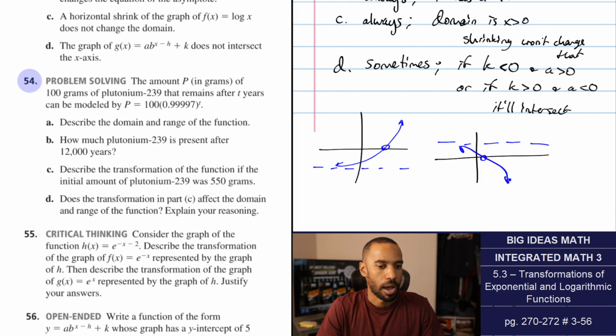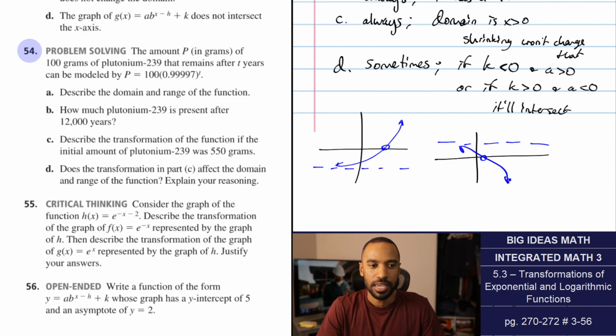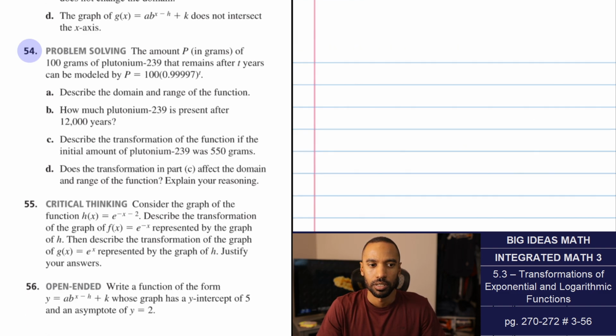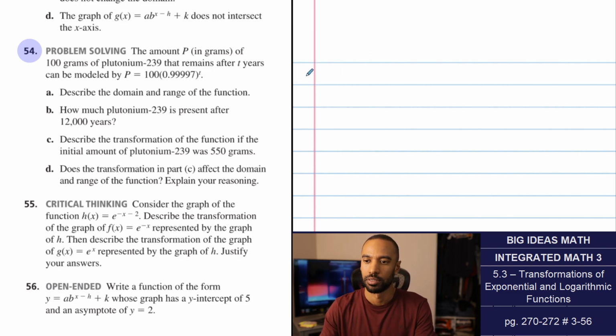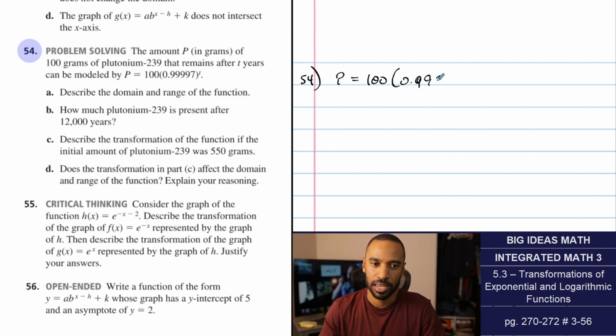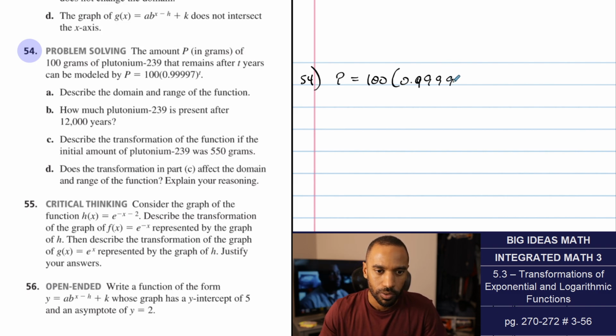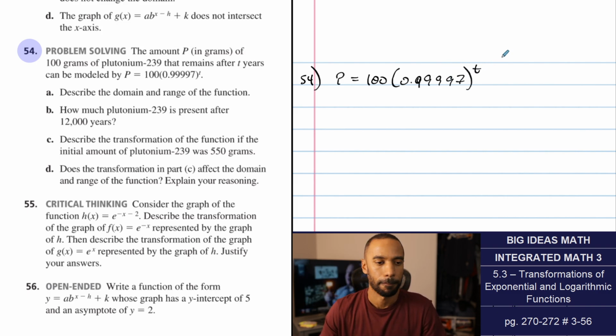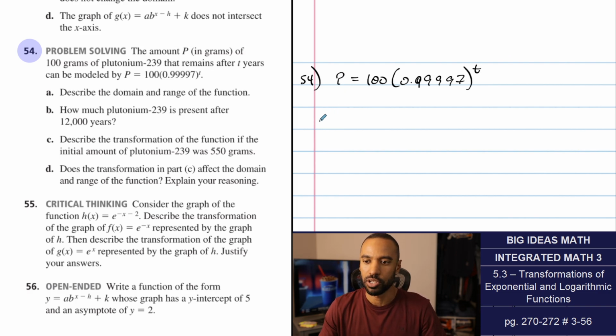Number 54, problem solving. The amount P in grams of 100 grams of plutonium-239 that remains after T years can be modeled by this. So it's losing very little over time, which is very nice. So 54, we have P equals 100 times 0.99997 to the T power. Describe the domain and range of the function.